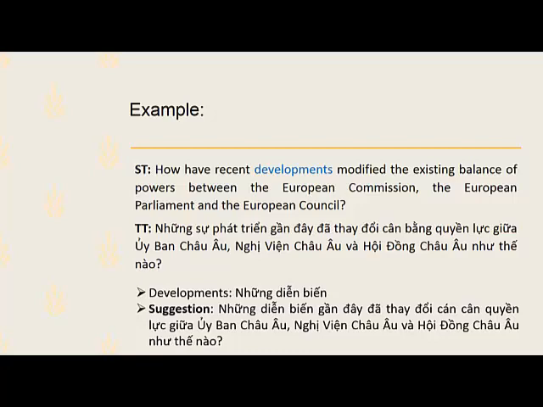It should be những diễn biến. So, the suggestion: những diễn biến gần đây đã thay đổi cán cân quyền lực giữa Ủy ban châu Âu, Nghị viện châu Âu và Hội đồng châu Âu như thế nào.